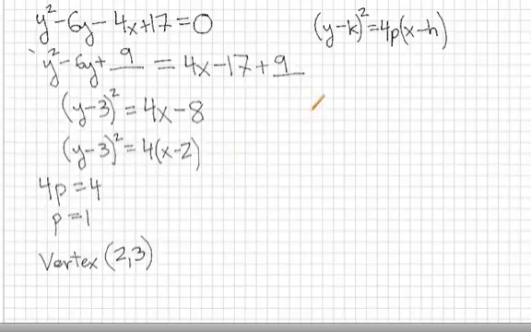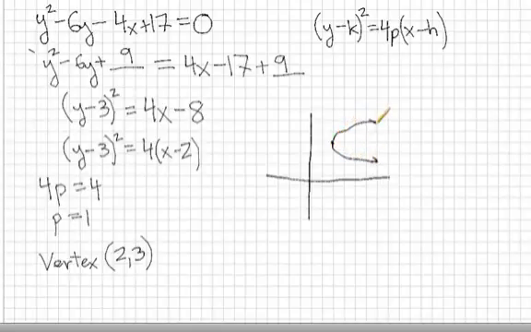Now, why don't we just draw a rough sketch of what this thing looks like? All right. So we go right 2 up 3, which is about right there. So there's our vertex. And since it's y squared and p is positive, it's going to open to the right here. As you can see, art was not my major in college. So we have p equals 1. So if we go right 1, that'll take us to the focus, and if we go left 1, that'll give us our directrix here. So there it is.